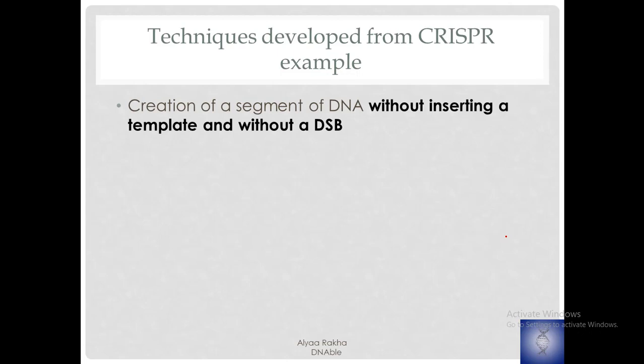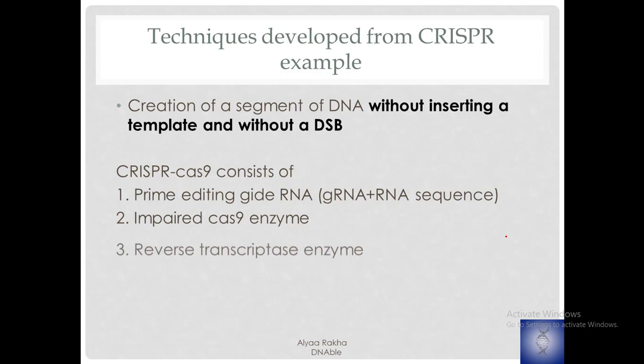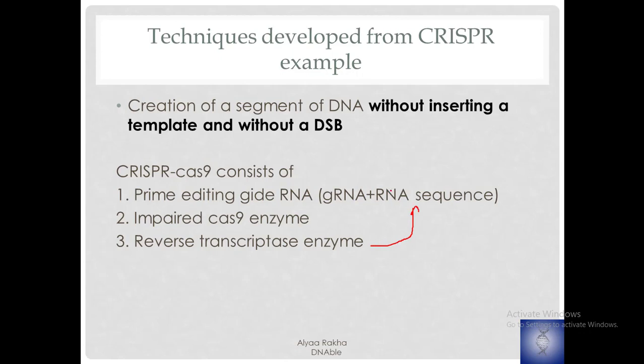For example, some scientists could insert a segment of DNA into the target genome without inserting a template and without making a double-strand break. In this case, the CRISPR-Cas9 complex consists of the prime editing guide RNA, which is the guide RNA, and a specific RNA sequence. Also, we have an impaired Cas9 enzyme that cannot cleave DNA, and a reverse transcriptase enzyme which reverses the RNA into DNA.